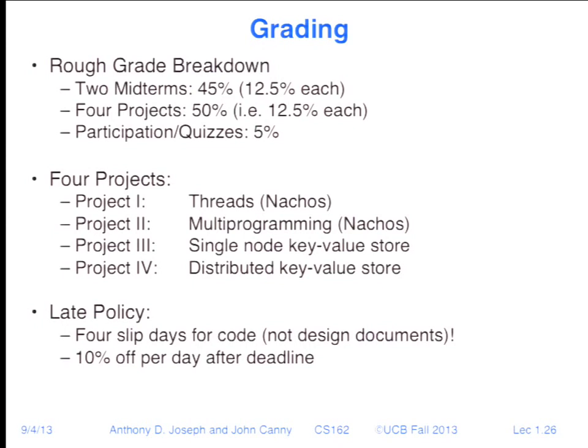There are 4 project phases in this course. The first project is a Threads project using Nachos. The second project is a multi-programming project using Nachos. And the 3rd and 4th projects are key value stores. First, we start with a single node key value store, and then we make it distributed and look at how to do reliable updates.